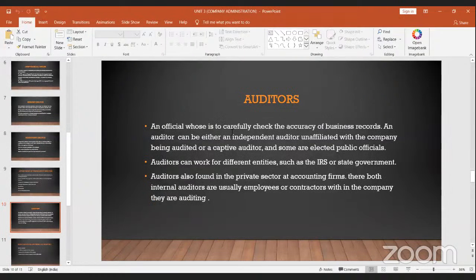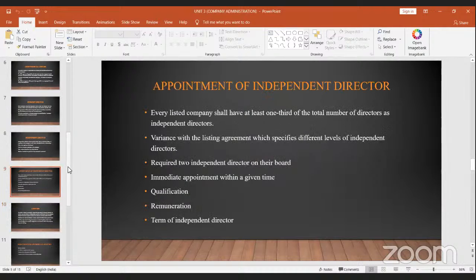So, auditors. What do you know about the auditor, students? Don't look at this slide. Just tell me in general what you know about auditors. He sees the auditing, sir. He sees the profit and loss and the balance sheet. Preparing the balance sheet of the company.